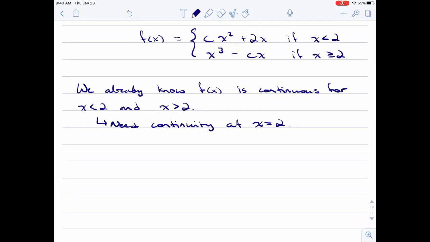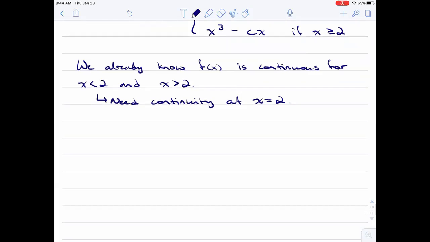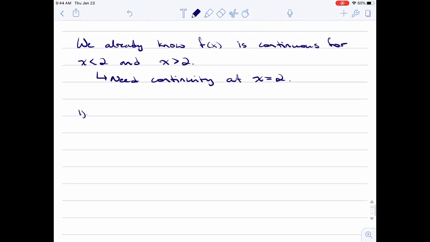That means that the limit has to exist at 2, right, for both of these, and they have to be the same. So we're going to force them to be the same because we've got some wiggle room with choosing c, right? So we're going to force these c's to make the limits be the same, and also so that they have the same value at 2. And so the first thing we're going to do is find the limits.